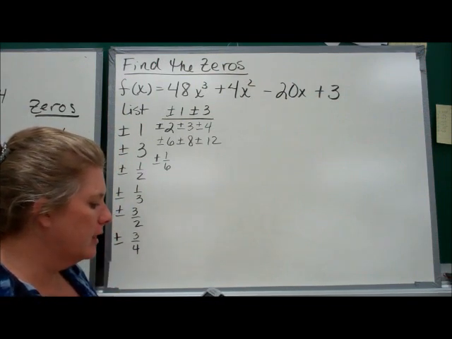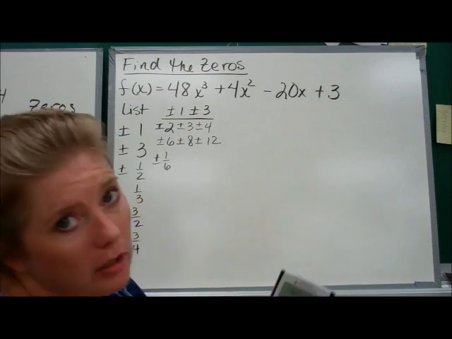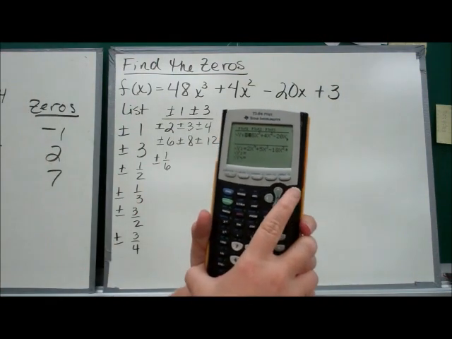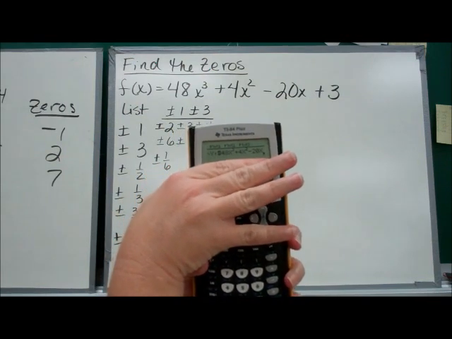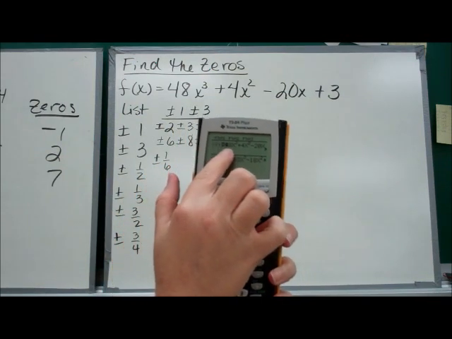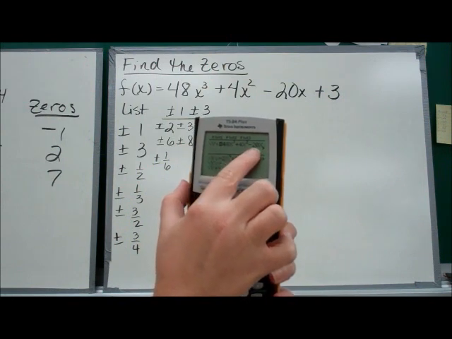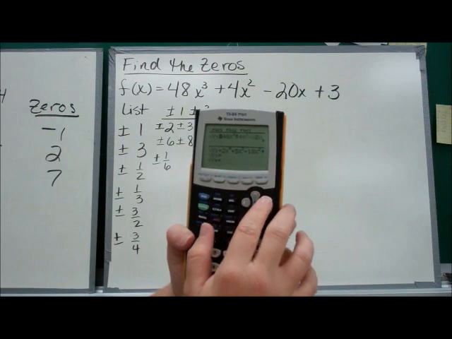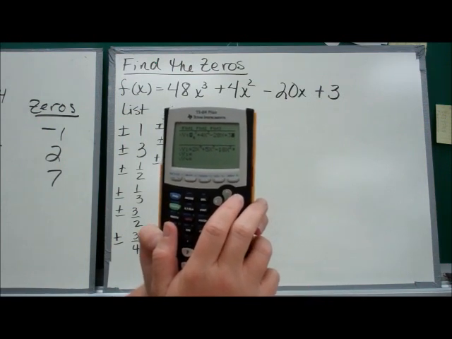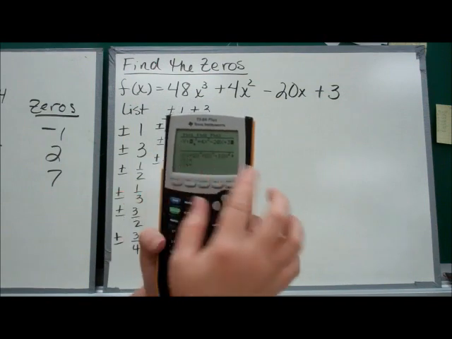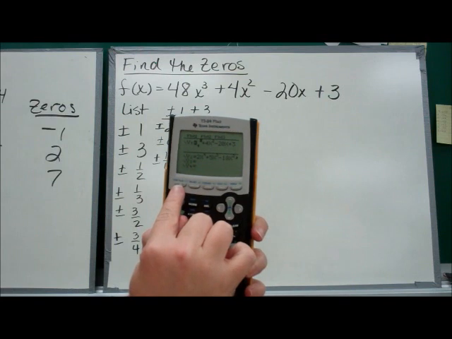So what I've done is I have put into my y equals two equations, and I'm going to zoom in a bit. The first one I've got, don't look at the second one because that's for the next problem actually. This first one I've got 48x cubed plus 4x squared minus 20x, and if you arrow over, you'll see I've got the rest of the equation in there, plus 3. Okay, so that's the whole equation, and I've plugged that into the y equals.